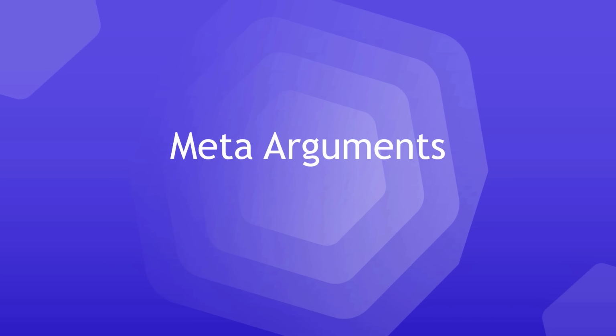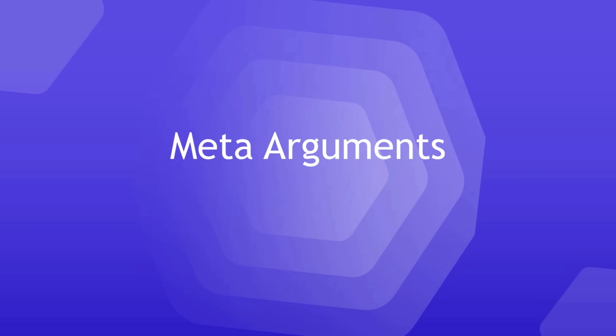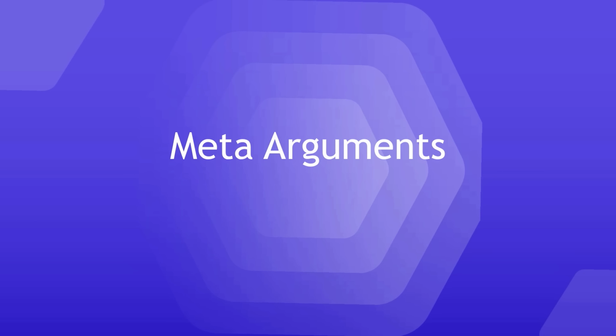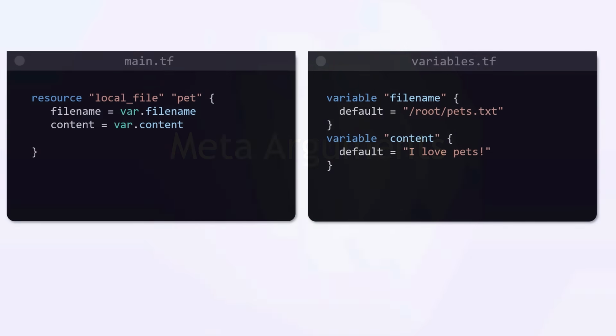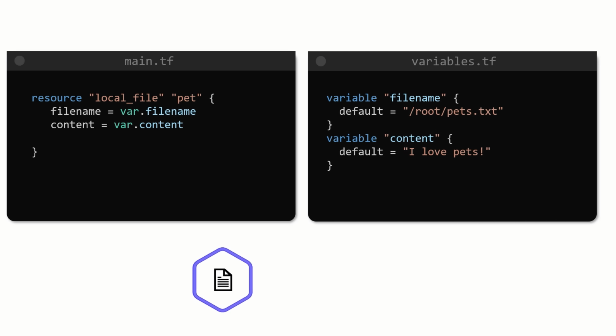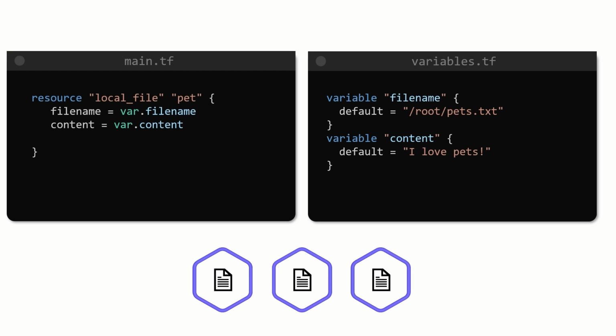In this lecture, we will take a look at meta-arguments in Terraform. Until now, we have been able to create single resources, such as a local file and a random pet resource using Terraform. But what if we want to create multiple instances of the same resource? Say, 3 local files, for example.